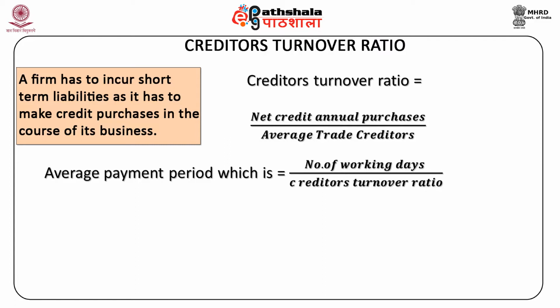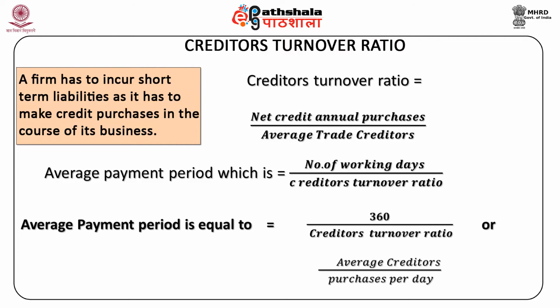From the creditors turnover ratio, there comes another ratio, and that is average payment period. This ratio indicates the time allowed by the suppliers to the company or firm in making the payment. The ratio is given by average payment period is equal to 360 divided by creditors turnover ratio, or average creditors divided by credit purchases per day.